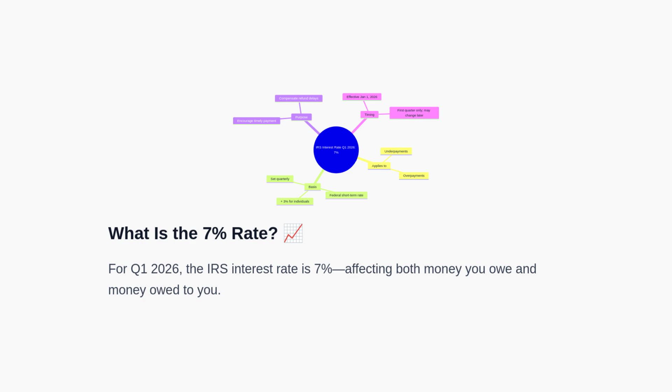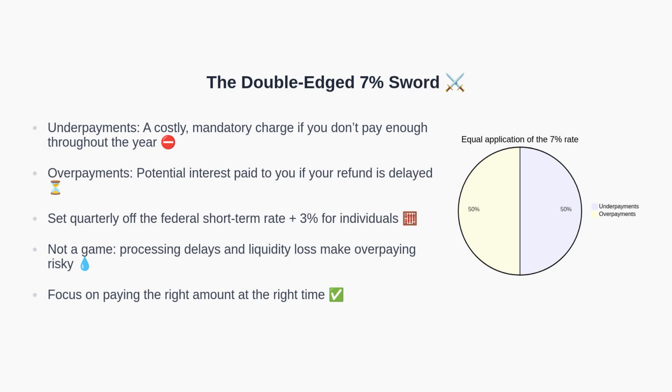Next, let's look at why this 7% rate is a double-edged sword. If you underpay during the year, interest at 7% can be charged. Treat this as a costly, mandatory debt. If the government delays your refund, you may receive interest at the same rate. The rate is determined quarterly based on the federal short-term rate, plus 3% for individuals. Despite the seemingly attractive return, trying to exploit refund interest by overpaying is usually a bad move due to processing delays and loss of liquidity.